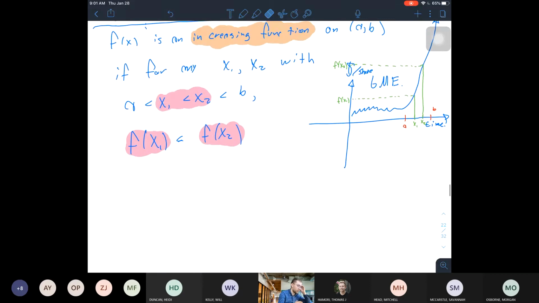All right, notice also that all of these inequalities in this definition are strict inequalities. Okay, we've got less than and less than and less than and less than. Okay, not less than or equal to.